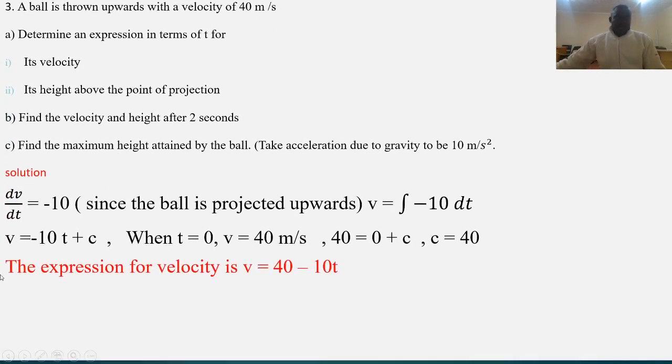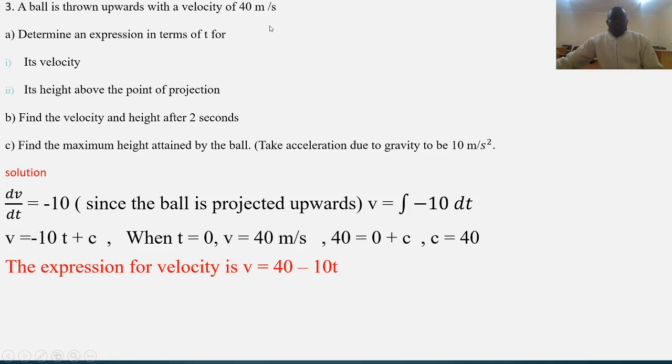Number 3. A ball is thrown upwards with a velocity of 40 meters per second. This is the velocity given. Determine an expression in terms of t for its velocity. Remember, to get the velocity you integrate acceleration. So my dv over dt: the ball is thrown upwards, so it's going against the gravity.